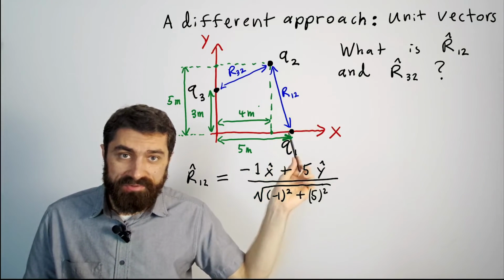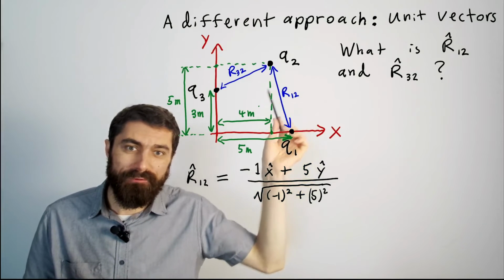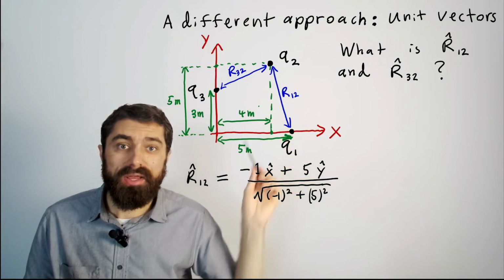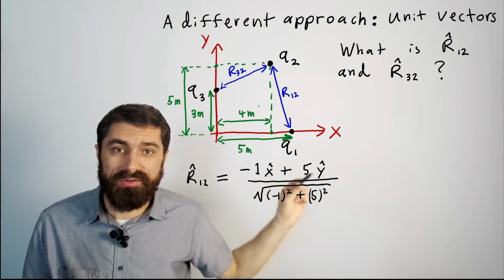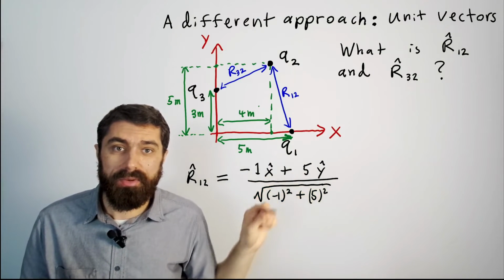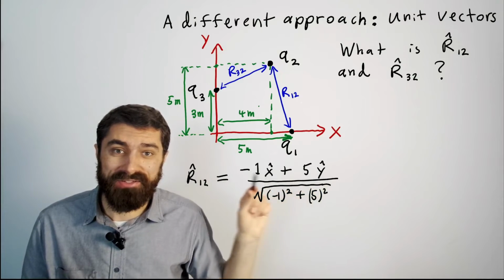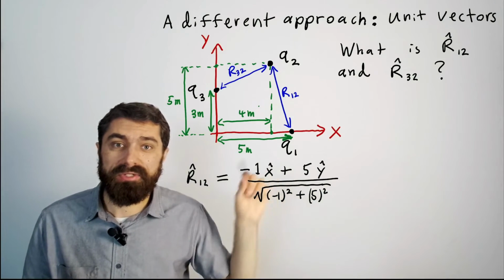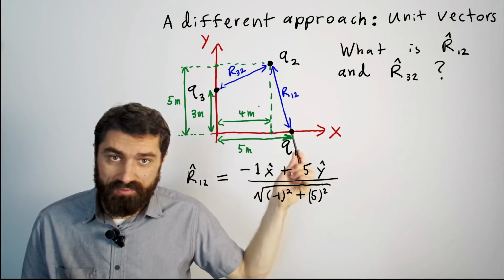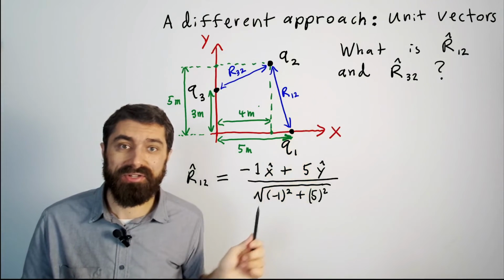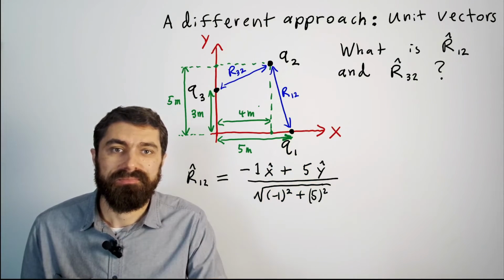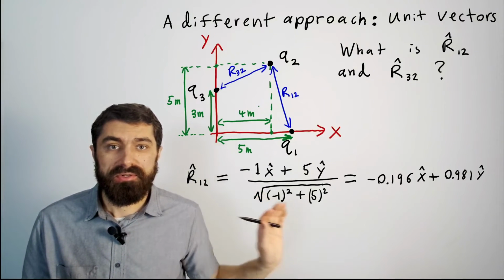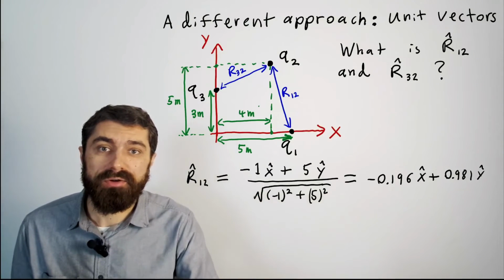Now, this gives us a vector in the direction we're looking for from 1 to 2, but it does not give us a magnitude of 1. So what you have to do is divide this whole thing by the magnitude of it, the square root. And this will give us a vector that has a magnitude of 1 in that direction. So that is r hat 1,2. Then you just plug and chug there and you get those numbers.